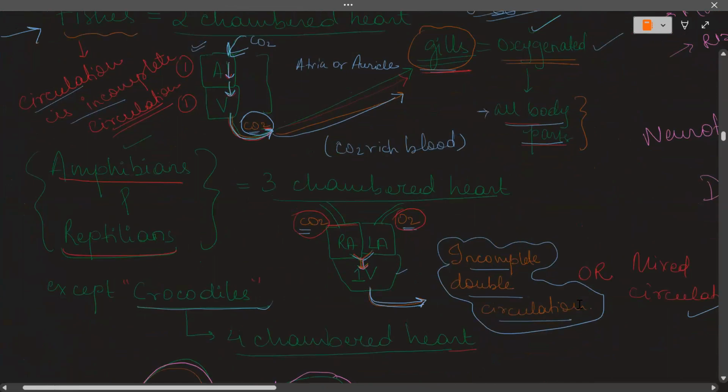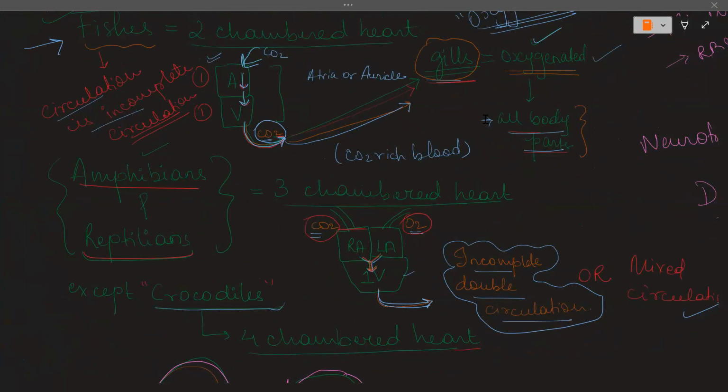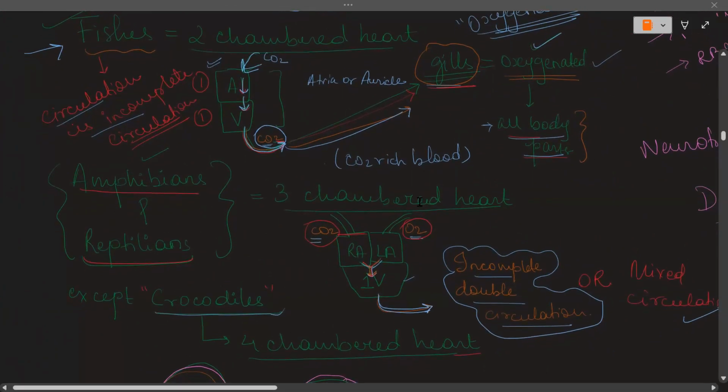Done, students? Ma'am, could you repeat the last part? Is known as incomplete double circulation or mixed circulation. Okay. Done?